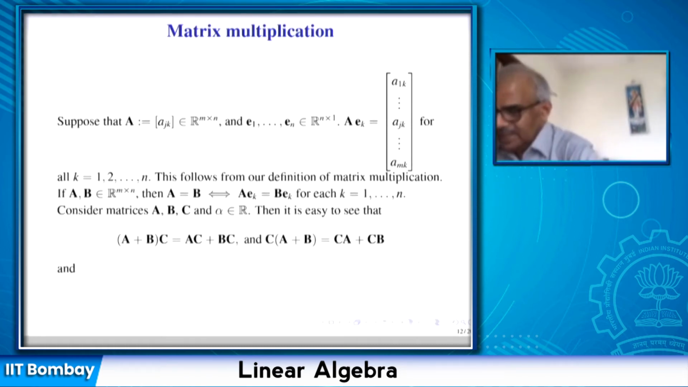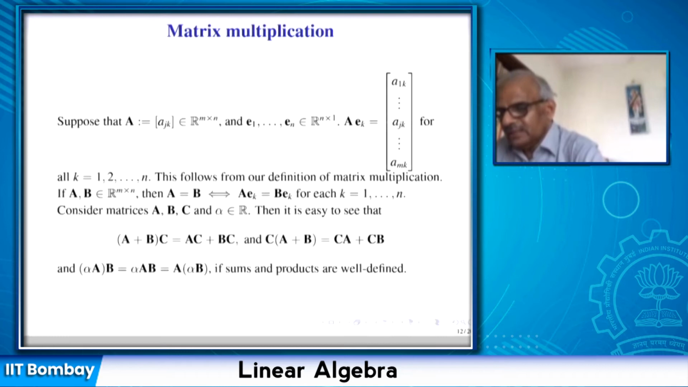And since matrix multiplication is not a commutative operation, we have to display both these distributive laws, right? So when I write C times (A plus B), I cannot write AC plus BC because AC may not be defined and BC may not be defined. So keep the ordering the same. (A plus B) times C is AC plus BC, and C times (A plus B) is CA plus CB. And with respect to scalar multiplication, we have this property that (alpha A) times B is alpha times AB, equal to A times (alpha B), if the sums and products are well defined.